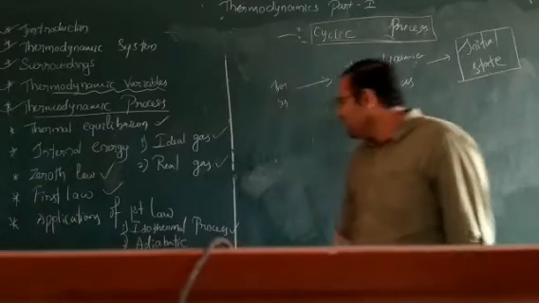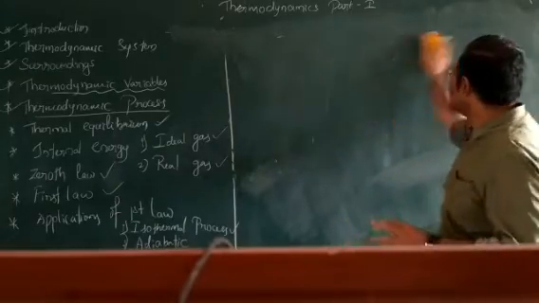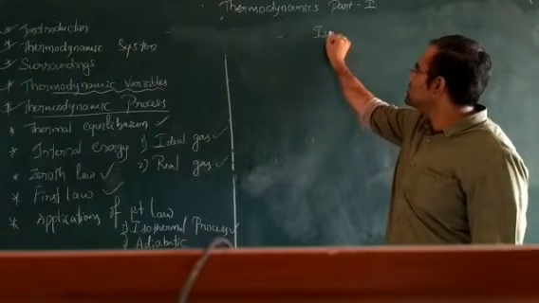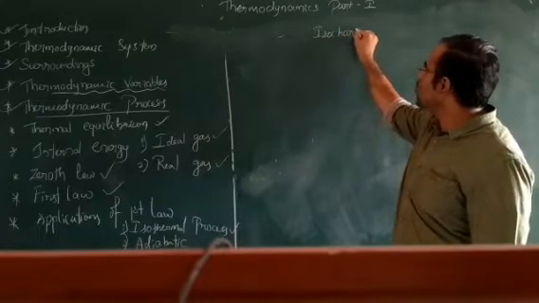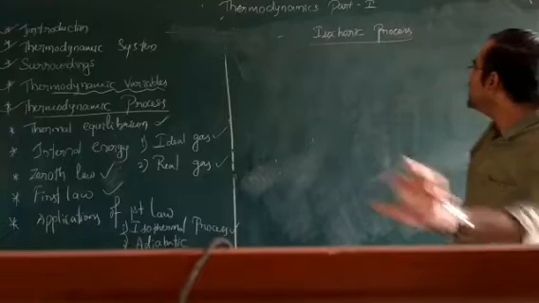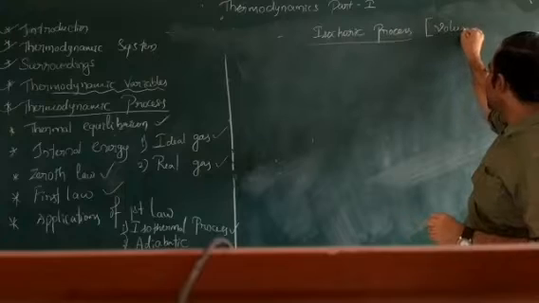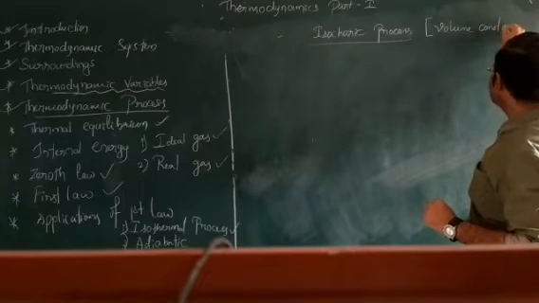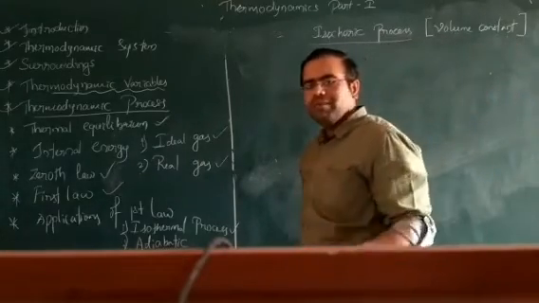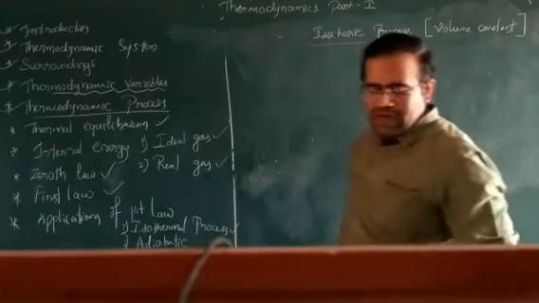Next, after the cyclic process, the fourth application of the first law of thermodynamics is the isochoric process. What do we call an isochoric process? Choric in the sense, remember, here we keep the volume constant. So we observe the volume as constant here. Whenever volume remains constant, that kind of process we consider as isochoric.